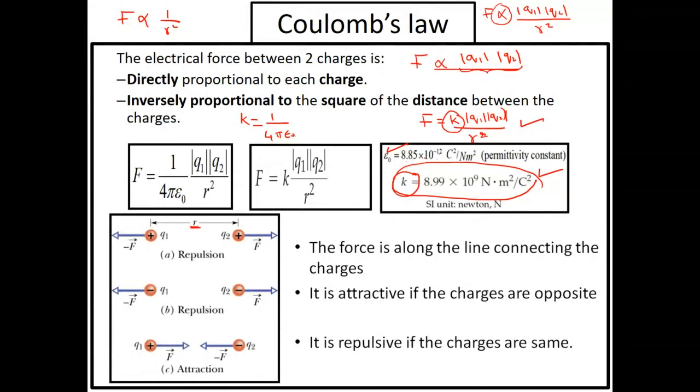So what is the formula for Coulomb's law? The formula for Coulomb's law is nothing but F equal to K times the magnitude of the product of the two charges divided by the square of the distance between the two charges. Clear? Clear, my dear?